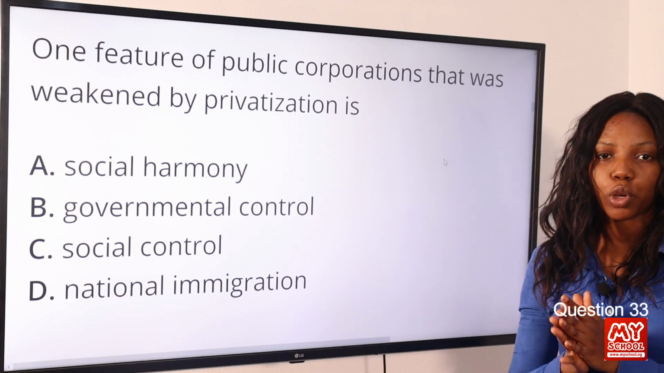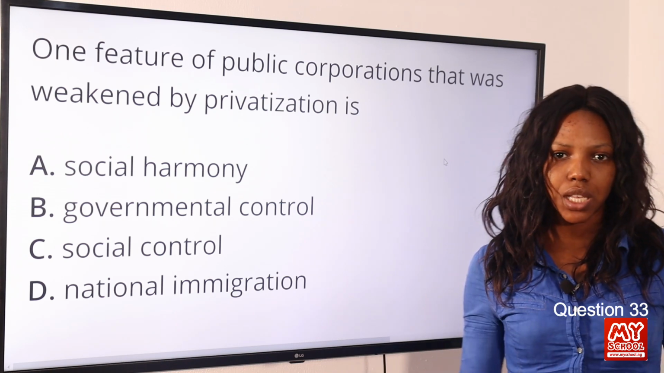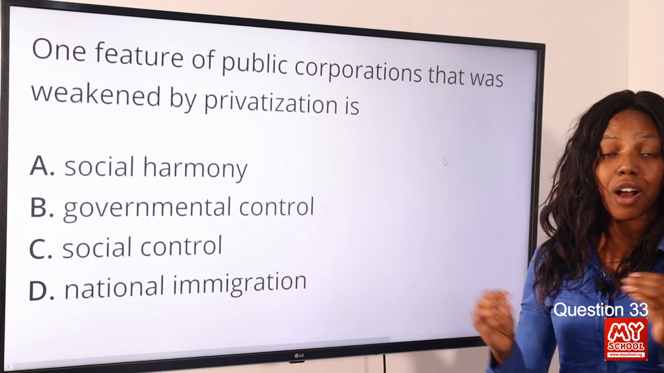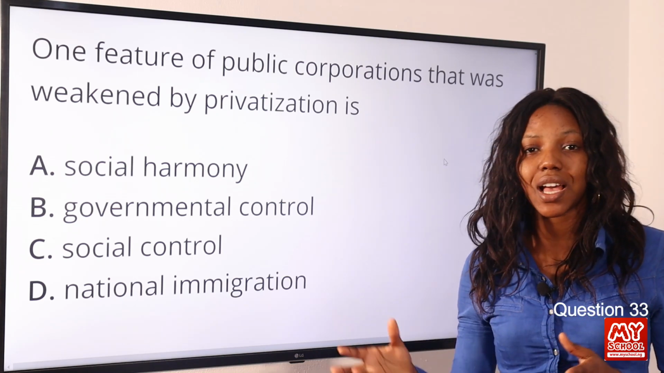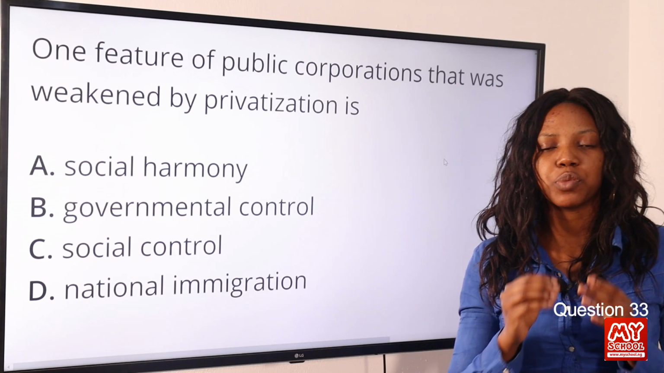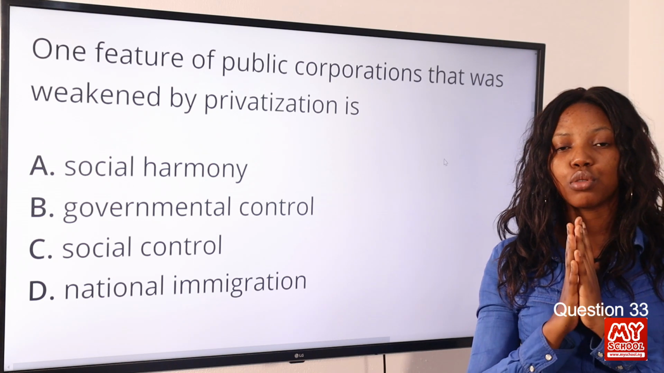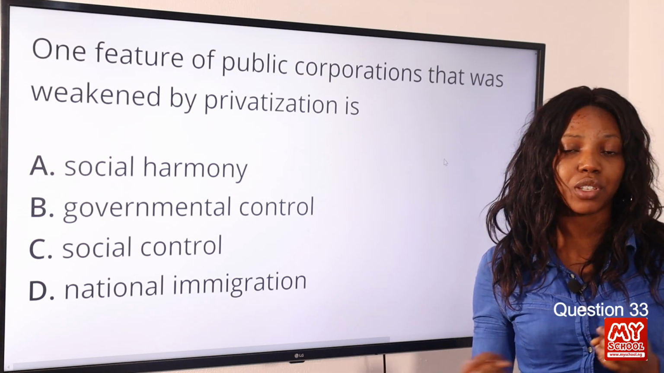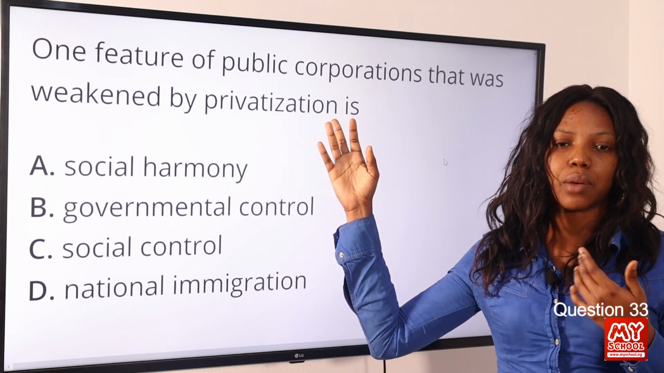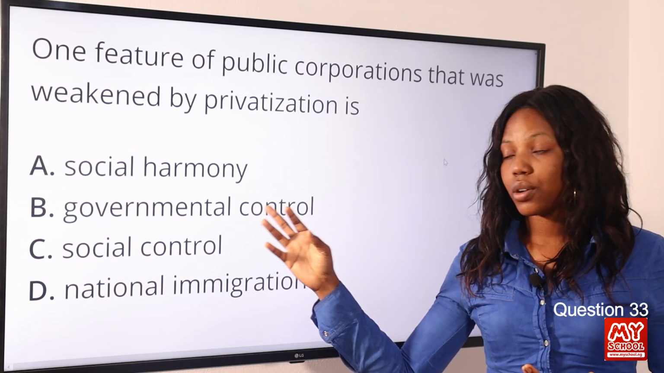Now, first and foremost, what is a public corporation? A public corporation is a government establishment or enterprise that provides essential services, and it is owned and controlled by the government. Now, one powerful or main feature of a public corporation is that it has governmental control. And this feature was weakened by privatization. Why? Because privatization is a government policy that allows individuals or corporate bodies to control government establishments, companies, or enterprises. So this feature is weakened because it allows private individuals to control the business or the company. So therefore, option B is the correct answer to this question.